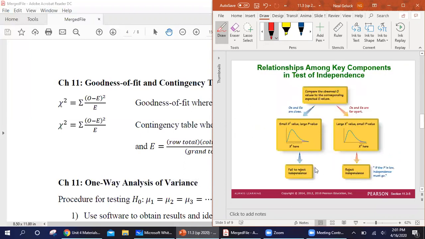Very similar to what we looked at in the previous section, if my chi-square is in the meat of the curve, there's nothing weird. I fail to reject independence. If it's on the outside, I reject independence.